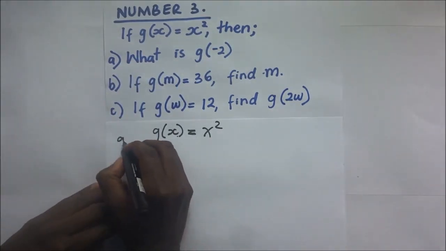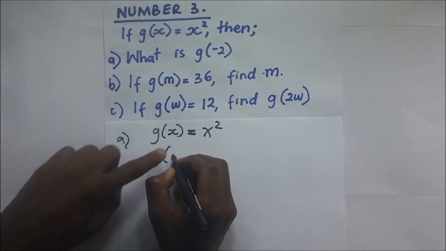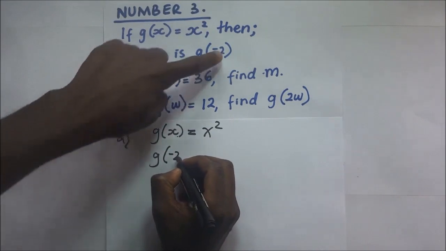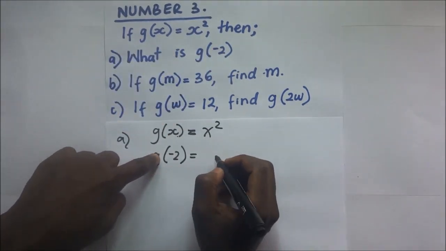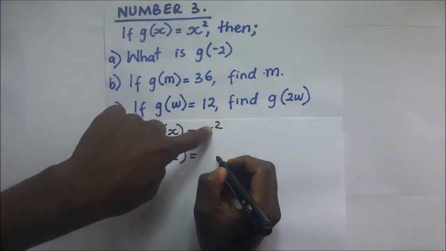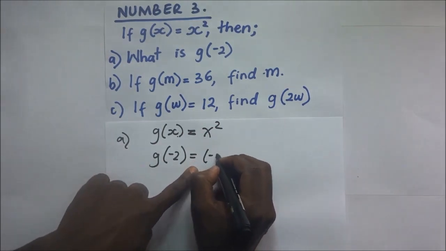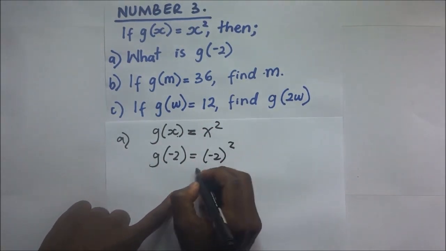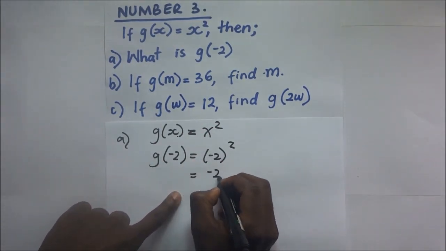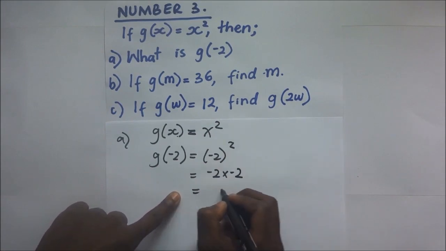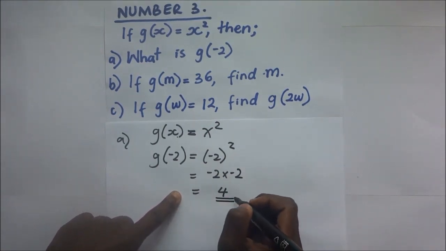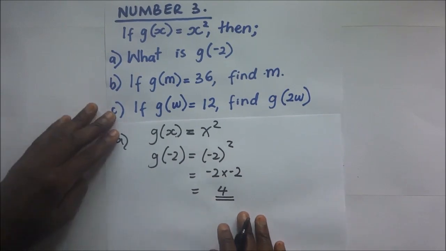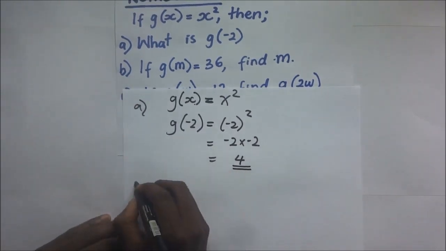Therefore, this is part A. So g when the variable is negative 2 means that where the variable is, we substitute, and it becomes negative 2 squared. This is negative 2 times negative 2, and gives us positive 4. So we go ahead and find part B.